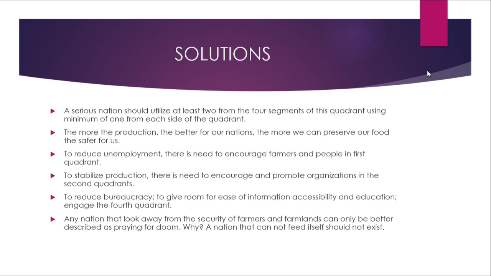We're talking about food security. It's a problem. It's a universal problem, and we must be serious with this. The more production, the better for our nations. The more we can preserve our food, the better and safer for us. To reduce unemployment, there is need to encourage farmers and people in the first quadrant.